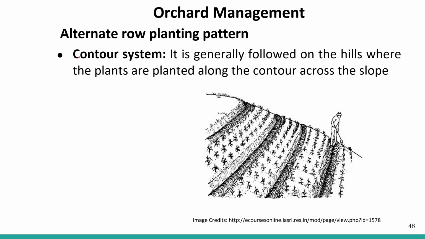Next is the contour system. It is generally followed on the hills where the plants are planted along the contour across the slope. So here we can see we are having the slope, and here we are having the ridges and furrows, and in this way we are planting our trees.